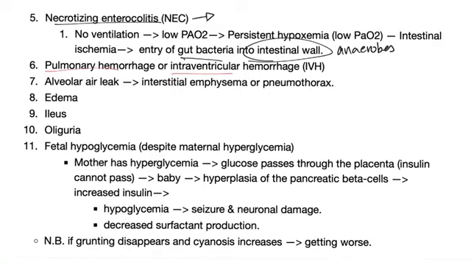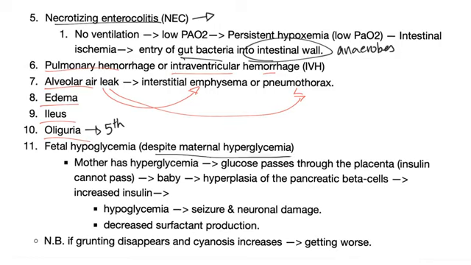Pulmonary hemorrhage or interventricular hemorrhage, those are complications. Alveolar air leak leading to air under the skin, emphysema, air in the pleural cavity, pneumothorax, edema, ileus, oliguria, because urine volume is the fifth vital sign, if you are sophisticated enough. Fetal hypoglycemia despite maternal hyperglycemia. And we have talked about this before. Hypoglycemia is going to lead to seizure and neuronal damage, decreased surfactant production leading to neonatal RDS.